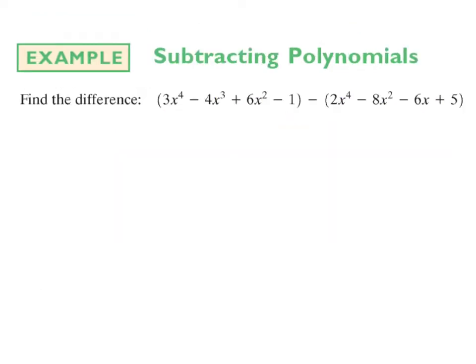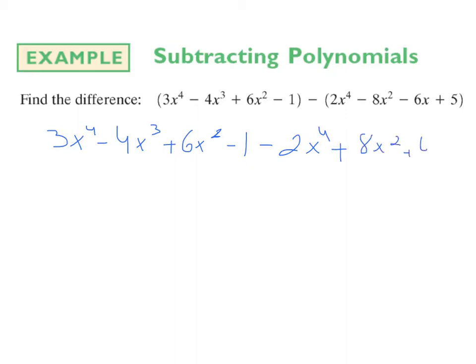Alright, so here we have subtracting polynomials. First we have to remove the parentheses because we have a negative, so we can change the sign. So here we have 3x to the fourth power minus 4x cubed plus 6x squared minus 1. Now minus 2x to the fourth power plus 8x squared plus 6x plus 5.